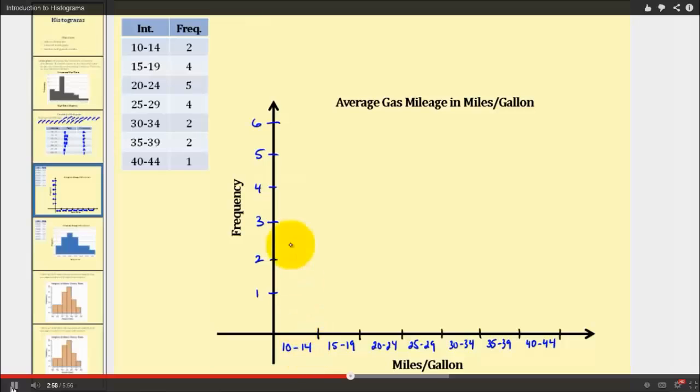Break this into 6 equal pieces. And now we'll construct a bar for each bin or each interval. For the interval from 10 to 14, the frequency is 2, so we make a bar with a height of 2. The interval from 15 to 19 has a frequency of 4, so we make a bar with a height of 4 over this interval. The next interval has a frequency of 5, so we make a bar of height 5.